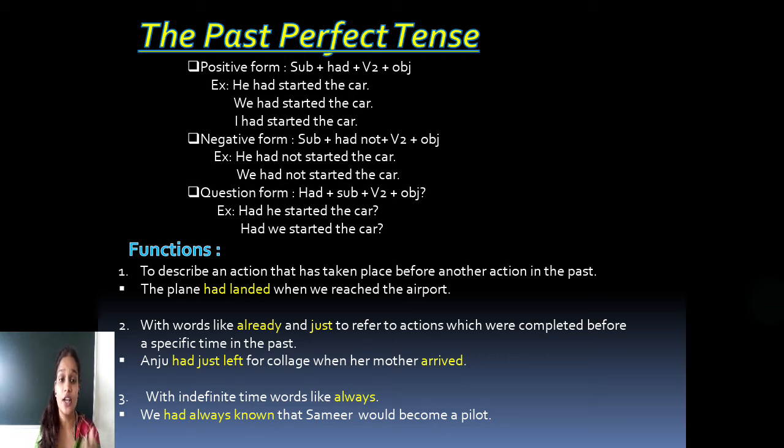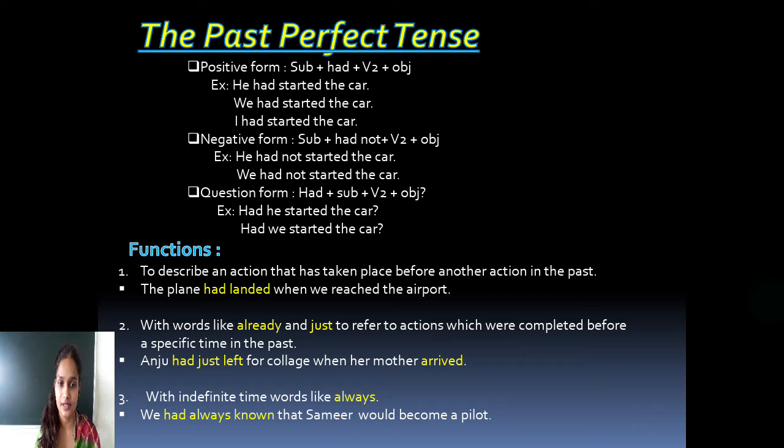Second, with words like already and just, to refer to an action which was completed before a specific time in the past. Already और just जब वर्ड सेंटेंस में यूज होते हैं तब कोई अगर स्पेसिफिक टाइम के लिए पास्ट में बात कर रहे हैं, कंप्लीट हुआ एक्शन, तब यूज करते हैं. Anuj had just left for college when his mother arrived. अनुज ने कॉलेज लेफ्ट किया ही था जस्ट जब उसकी मदर आई.